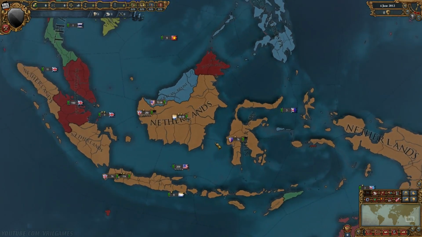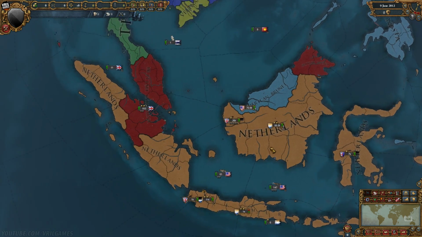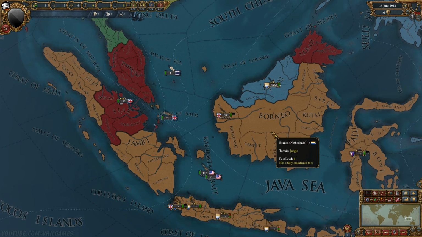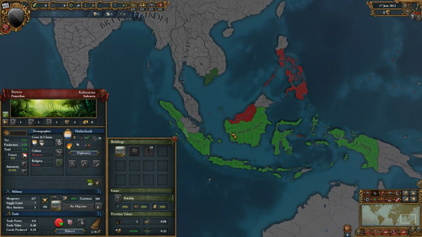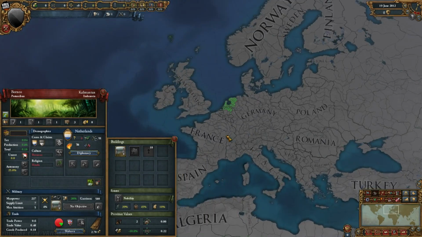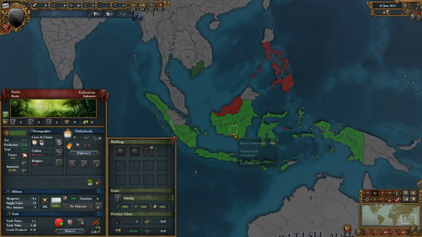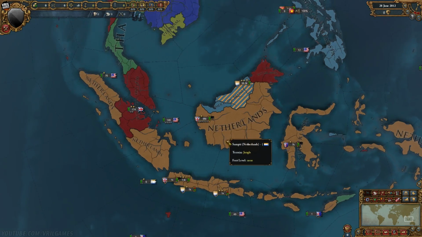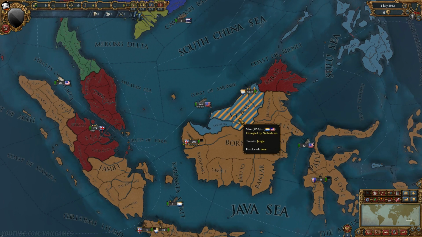Let's quickly look at what's going on between the US and the Netherlands here in Indonesia. The Americans don't have any military leader on this stack. Now, the British are not in this war. Let's see, are they allied with the Netherlands? I don't think they are. They must have military access or something like that, because they had previously warred a lot with the Netherlands here in previous episodes. Looks like the Netherlands are able to occupy most of Brunei here.